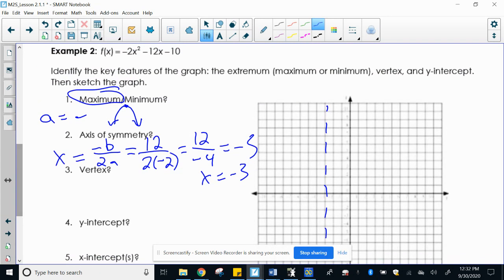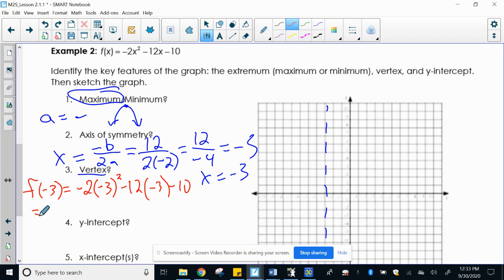Vertex. Well, the vertex is the point that's on this axis of symmetry. So we need to find the y value when x is negative 3. I'm going to plug in negative 3 for x. So f of negative 3 equals negative 2 times negative 3 squared minus 12 times negative 3 minus 10.